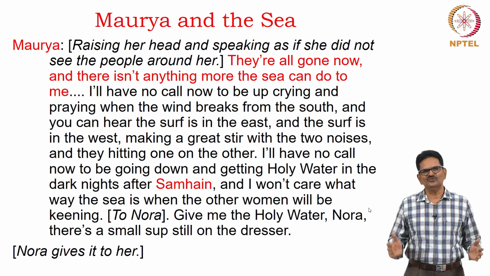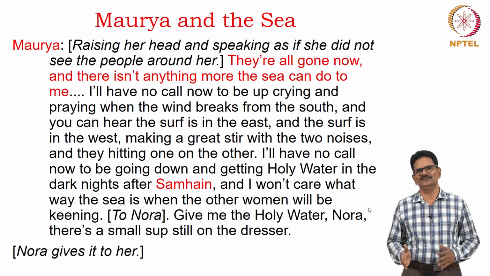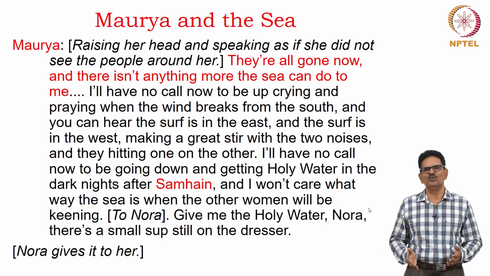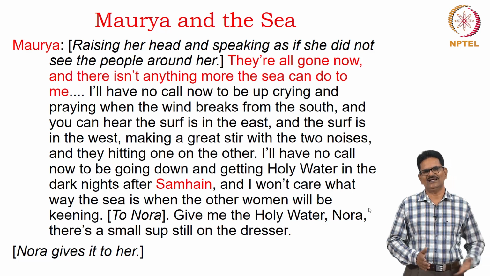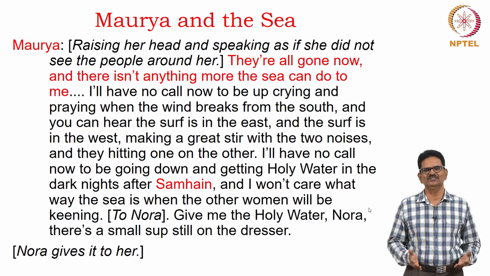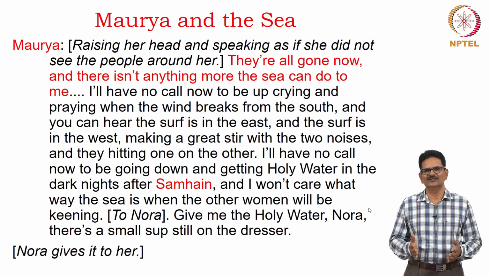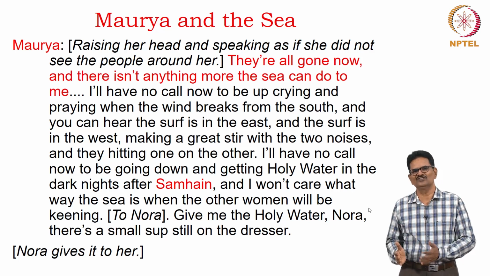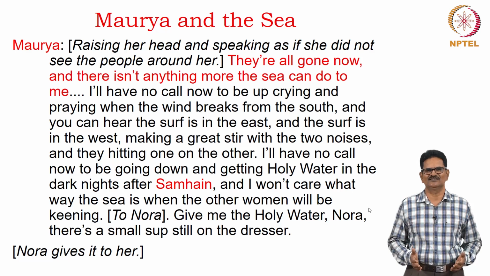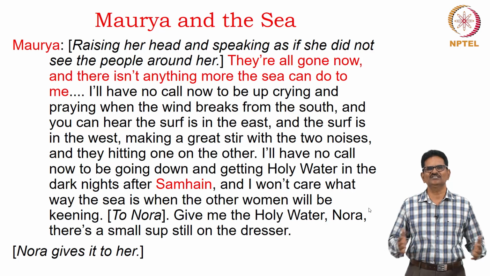Now there is a close connection between Maurya and the sea. The simple reason is Maurya has lost her husband to the sea and also all her sons to the sea. So the sea, as a mother, as a caregiver for the people of the islands, has played the role of destruction for Maurya. Here one mother has taken all the sons, another real biological mother has lost her sons. So we see the connection between them.